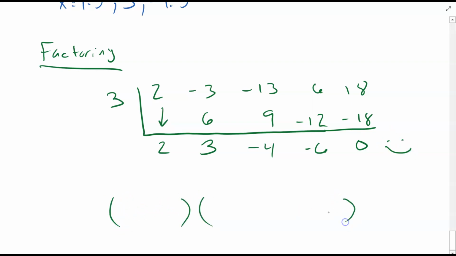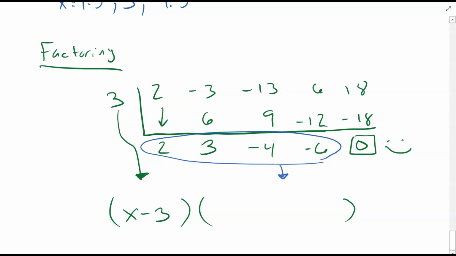So what 2 factors do I have then? What does the fact that when I divide with +3 and I get 0 for a remainder, what does that give me? What factor needs to go there then? X minus 3. Good. And then what's going to go in the other parenthesis? Very good. 2x to the third plus 3x squared minus 4x minus 6. Everybody okay to there?